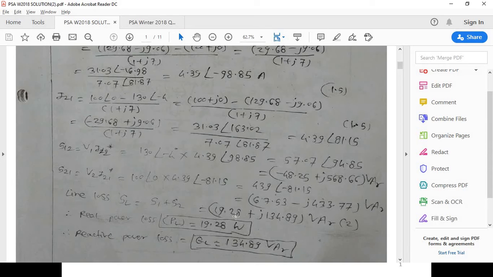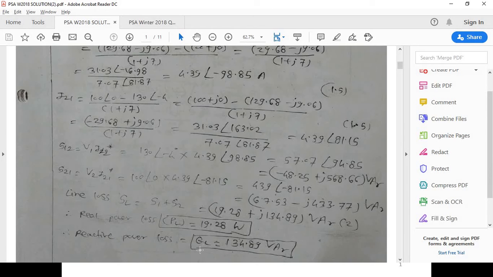So the first part represents P, that is active power, and the second part represents Q, that is reactive power. So the real power loss, denoted by P suffix L, where P is for active power and L for line loss, PL is equal to 19.28 watt. Make sure that you always write the answer with unit, because in electrical engineering any value without the unit is meaningless. So real power loss PL is equal to 19.28 watt.